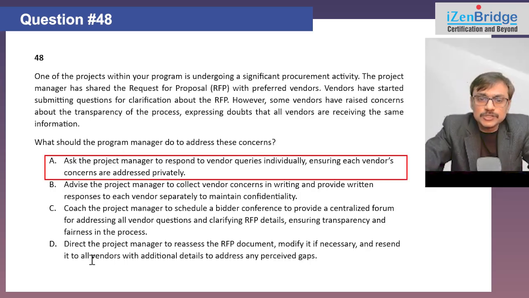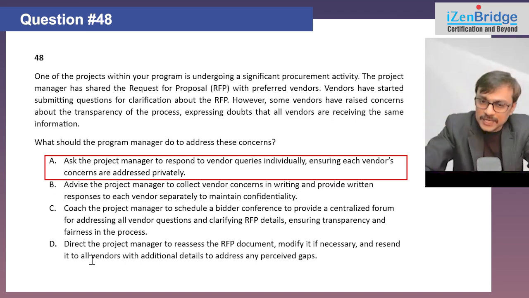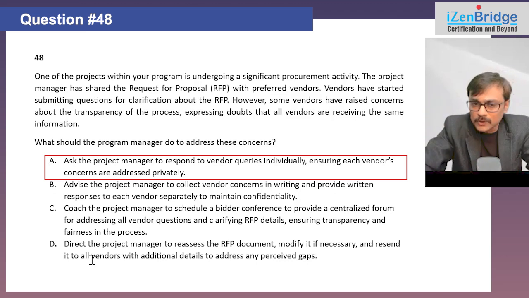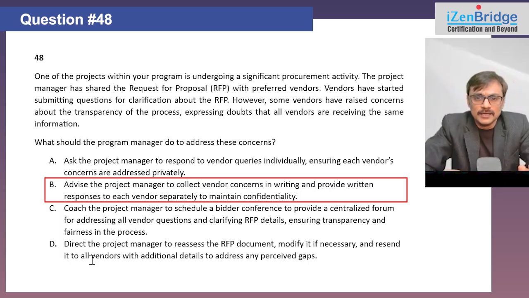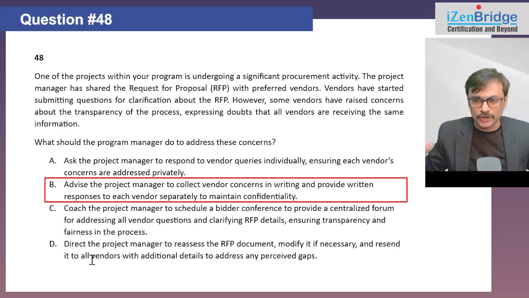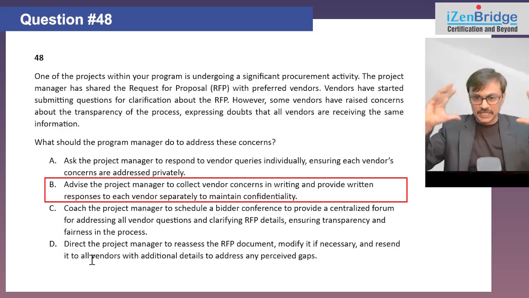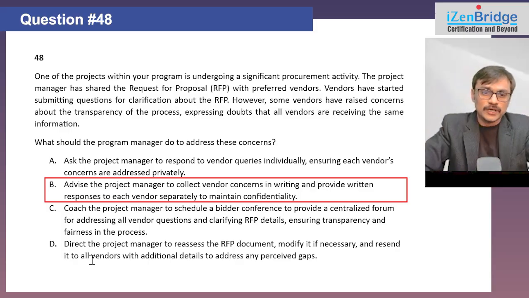Option A, ask the project manager to respond to vendors' queries individually, ensuring each vendor's concerns are addressed privately. Yeah. So if I do it, I'm anyway not answering the concern which is coming in the question. So definitely not a good idea because it is not pointing to the solution. Option B, advise the project manager to collect vendors' concern in writing and provide written responses to each vendor separately to maintain confidentiality. Yeah. So a little bit different, but more or less same as A. B is specifically talking about let's have all written documents, so that we can ensure that everything is confidential, but we will still reply to them one by one.